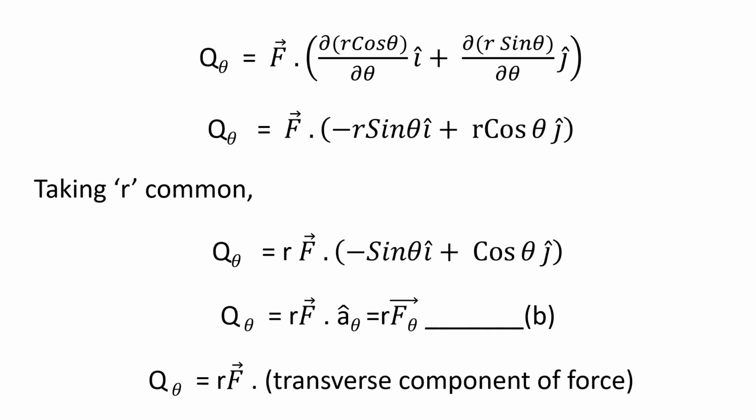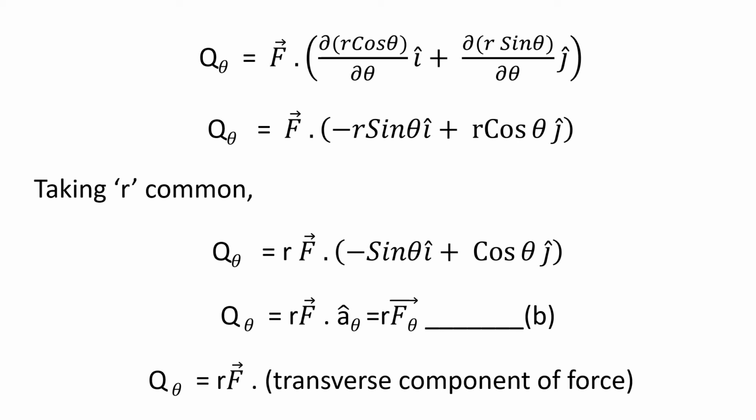Q theta is equal to F dot into partial r cos theta over partial theta i cap plus partial r sin theta over partial theta j cap. Differentiating with respect to theta, we have Q theta is equal to F dot into minus r sin theta i cap, as the differential of cos theta is minus sin theta, so minus sin theta was substituted, and r cos theta j cap, as the differential of sin theta is cos theta. So taking r common, we have Q theta is equal to r F into minus sin theta i cap plus cos theta j cap.